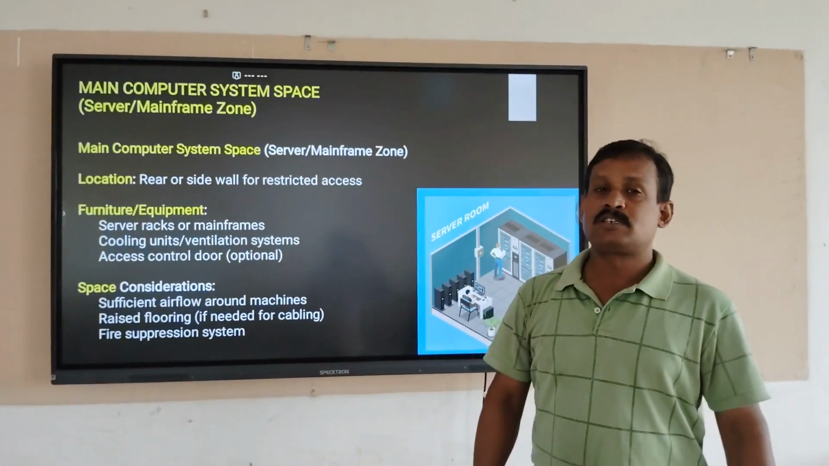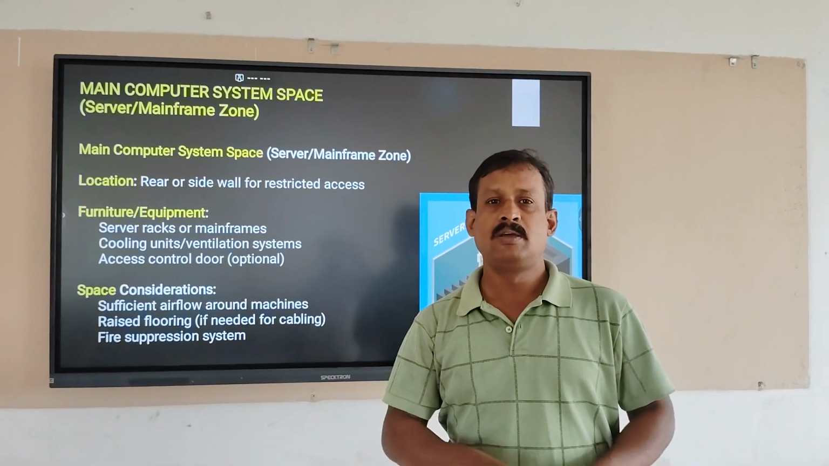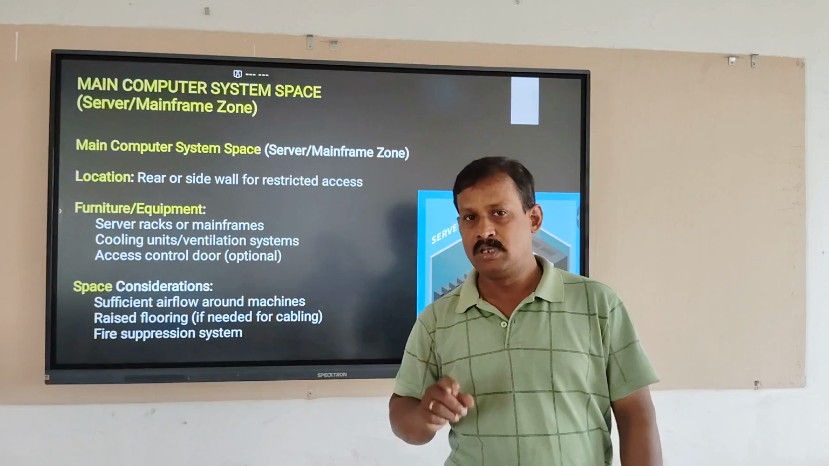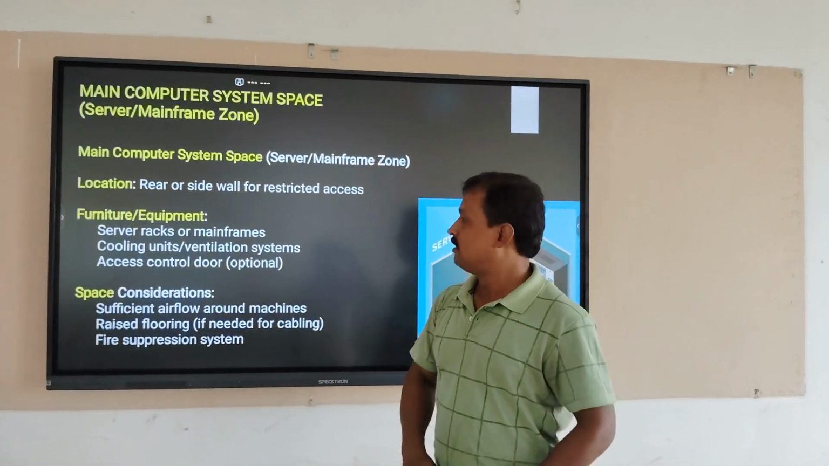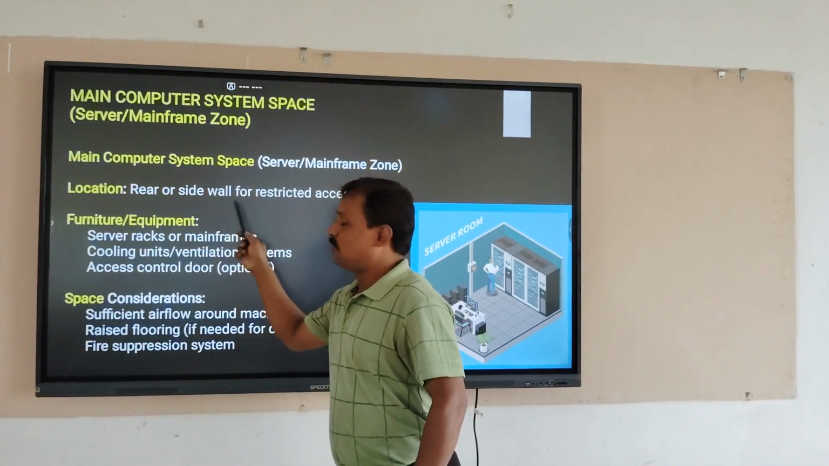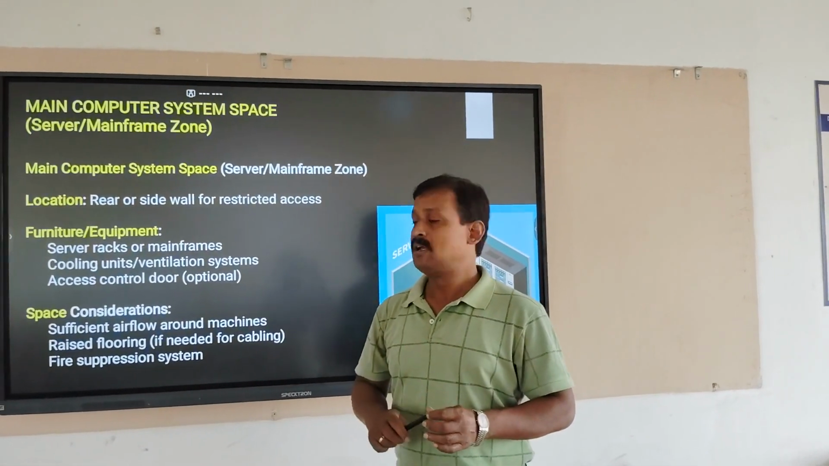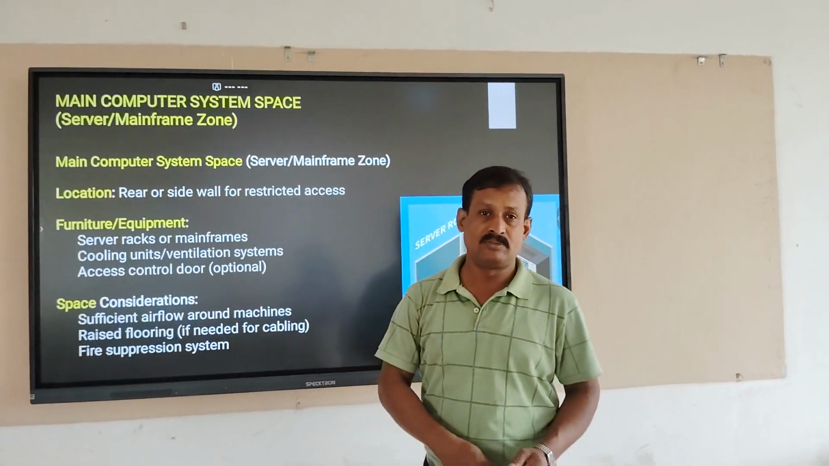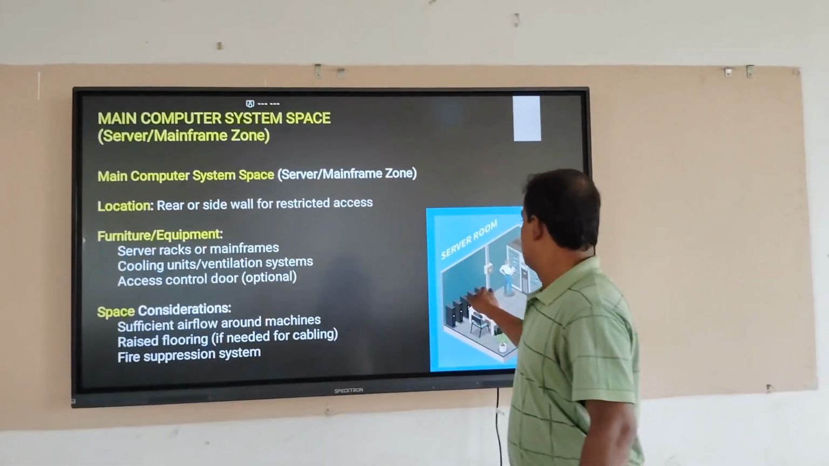First, the server. Whenever we are considering the system layout of the computer system, we should consider the main aspect, that is the server room. So the server room is where we should keep the server. Then the location where we should keep the server, what furniture, and what space we require. These things we should consider.